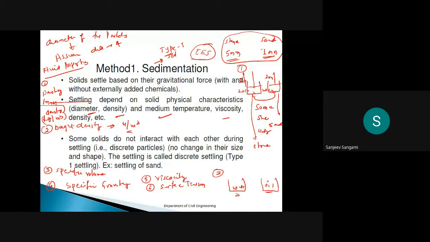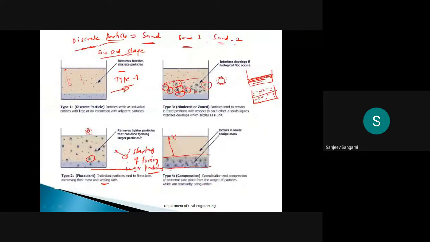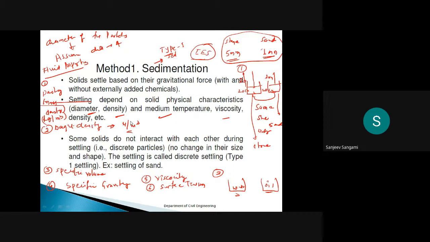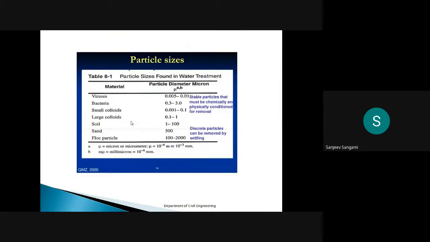In the previous class, we were discussing different types of settling. We have discussed type 1, type 2, type 3, type 4. Whenever the question is asked, like what are the different types of settling, you have to draw all these sketches and explain in detail how exactly the settling is going to happen in the sedimentation process. Of course, we also discussed some of the basic properties of fluid particles.